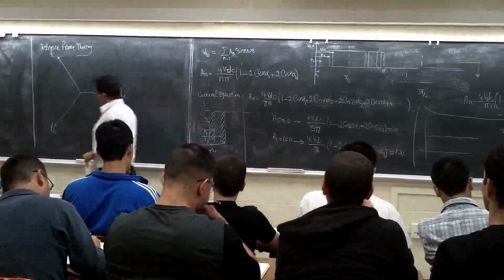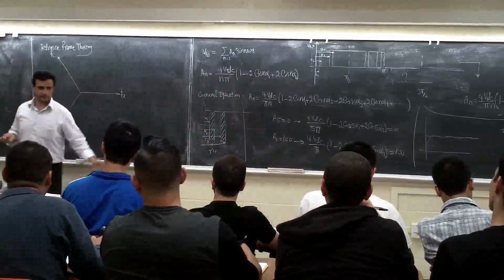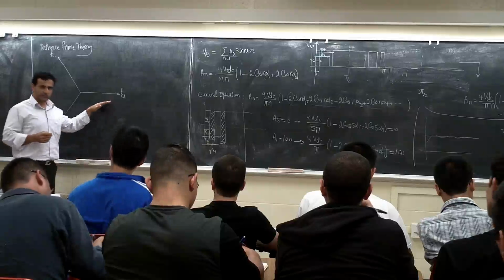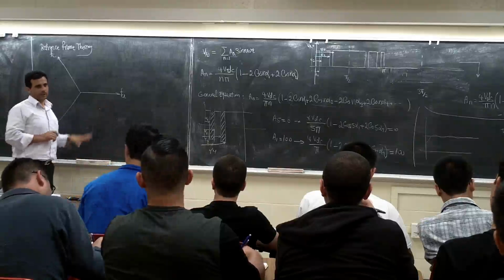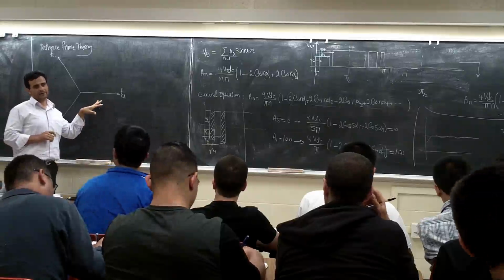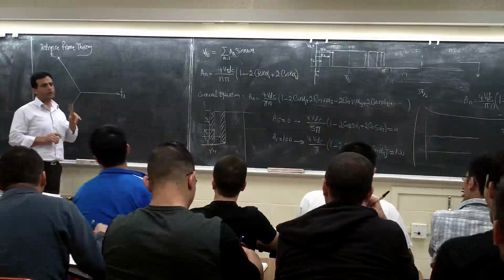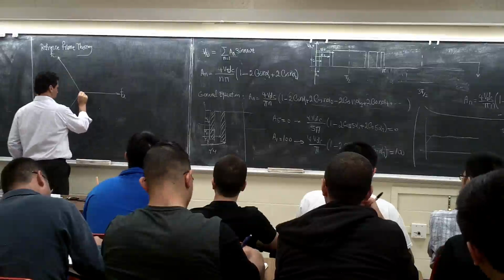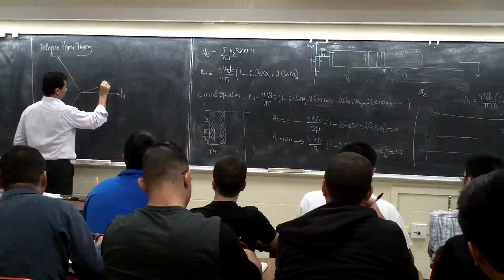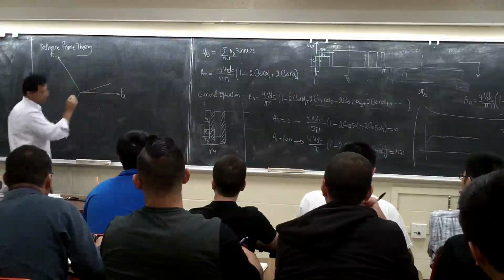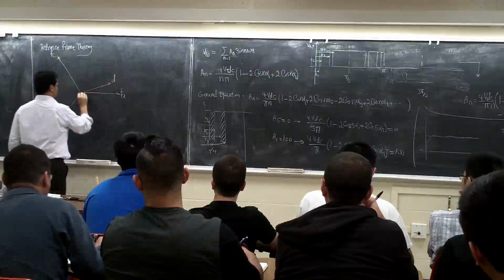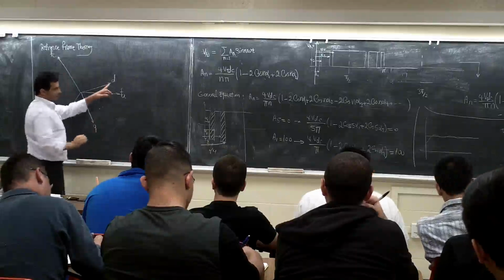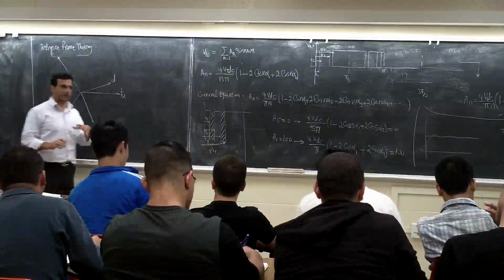Now, you are familiar with this one, right? This is an ABC system. I'm going to transfer all these ABC values to a new coordinate. This new coordinate, I'm going to draw this way. I call this one the D axis and this one the Q axis.